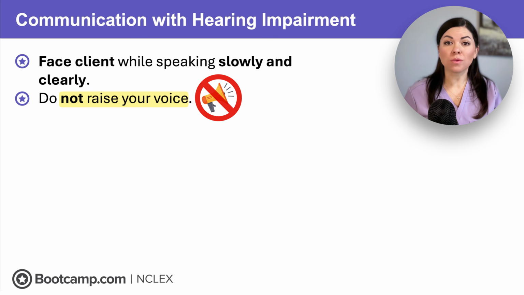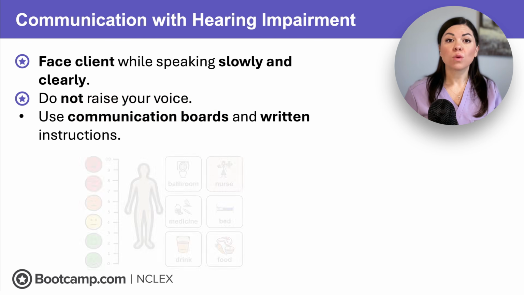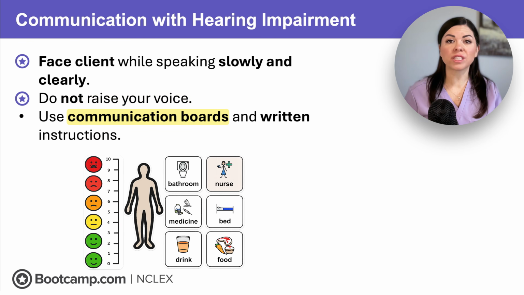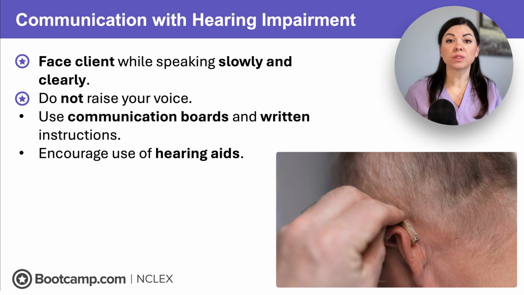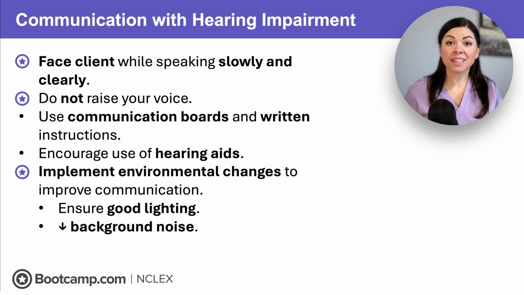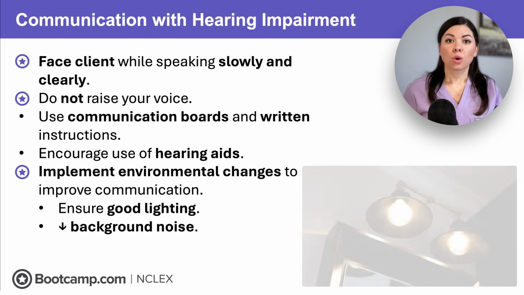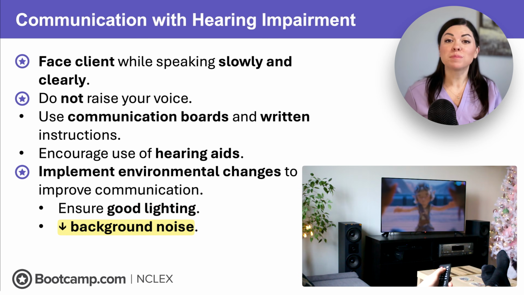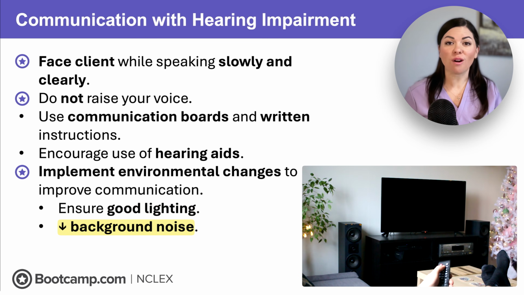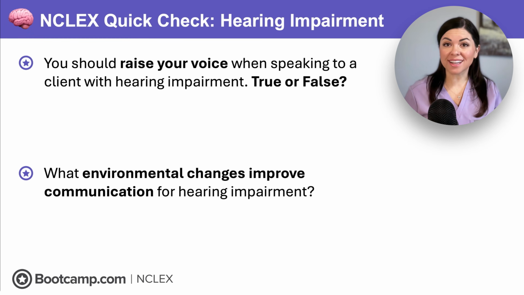Instead, use a normal lower-pitched voice because high-pitched sounds are lost first with sensorineural hearing loss. We should also use communication boards and written instructions as needed, and encourage the client to use hearing aids if they have them. Finally, we need to implement environmental changes to improve communication. We must ensure good lighting for lip reading, and we must reduce background noise, like turning off the TV when talking with the client.